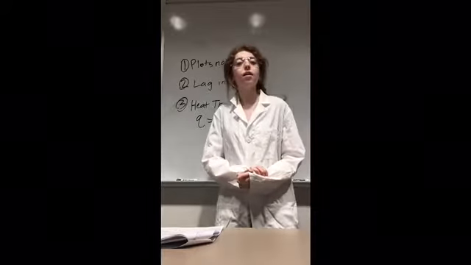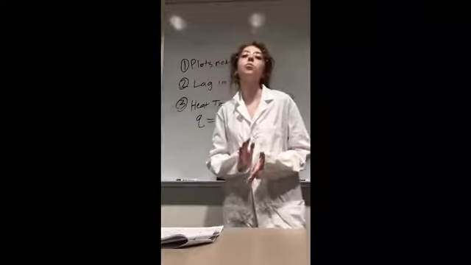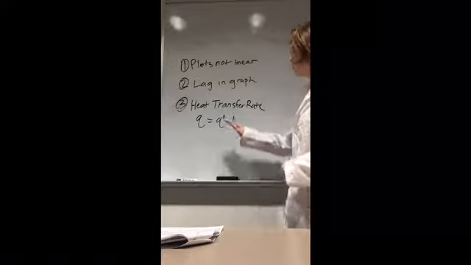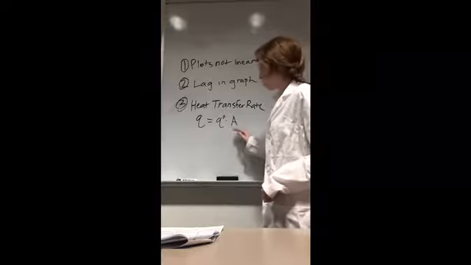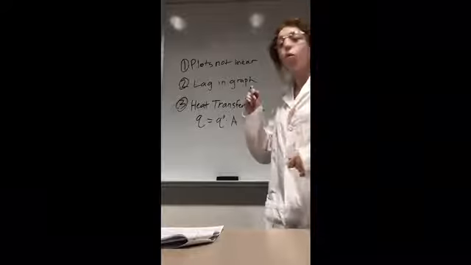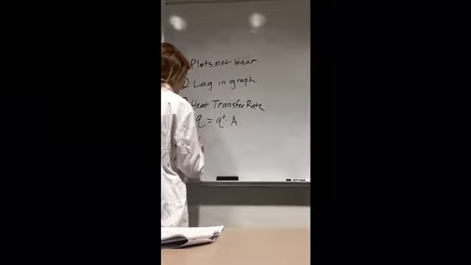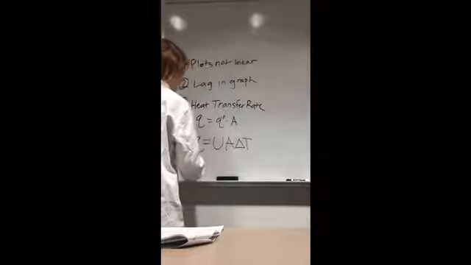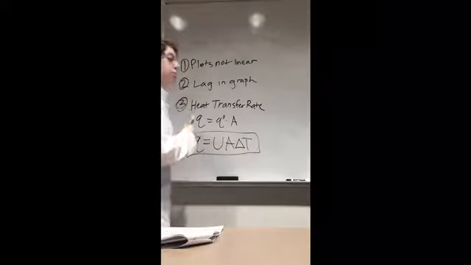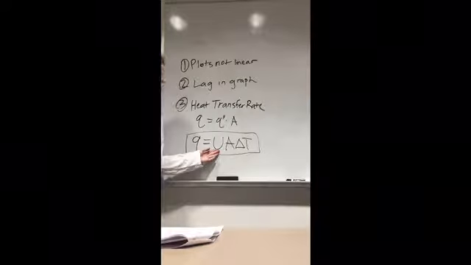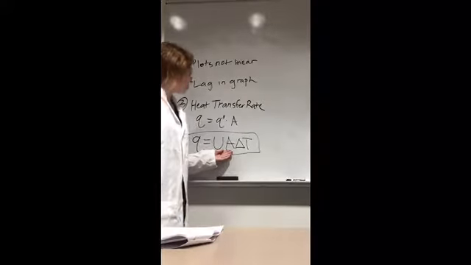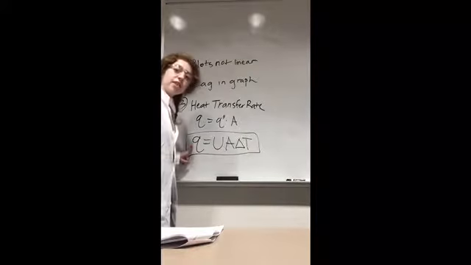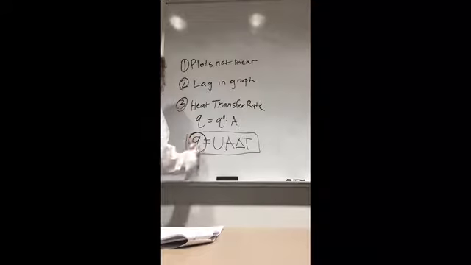But most importantly, we need to take into account our heat transfer rate. In heat and mass transfer, this is represented by a Q and is equal to the flux times the area that our heat is transferring through. But perhaps the most important governing equation for our experiment is that our heat transfer rate is equal to our overall heat transfer coefficient times the area our heat is transferring through times the change in temperature. This is what we want to increase for our experiment, the rate of heat transfer.